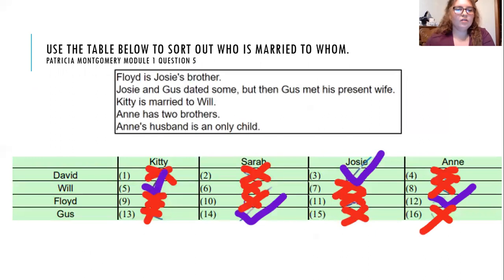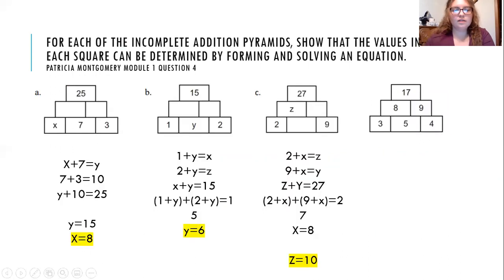Okay, so for this first one, we noticed that 7 plus 3 would give us that empty block above, which would be 10.